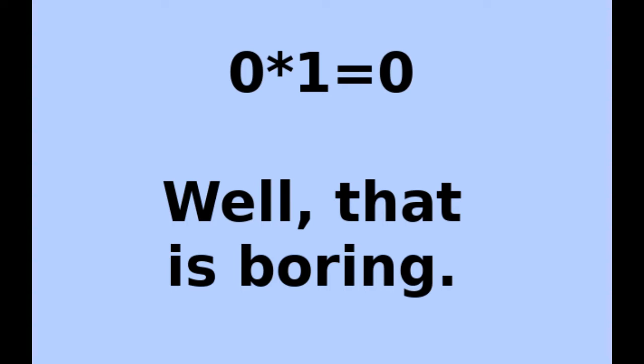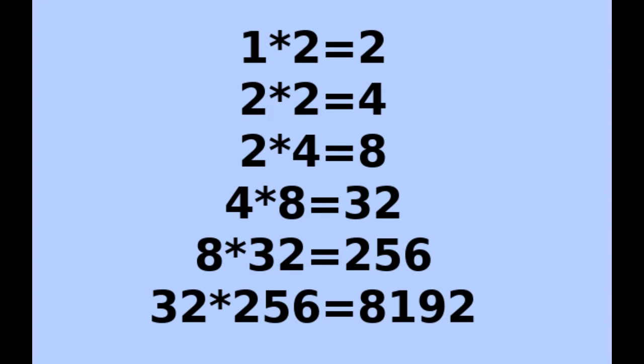This is what mathematicians call trivial, and I call boring. So let's start with 1 times 2. If we follow this, we get 1 times 2 is 2, 2 times 2 is 4, 2 times 4 is 8, 4 times 8 is 32, 8 times 32 is 256, and 32 times 256 is 8,192. We could keep going, but let's stop there for a minute.